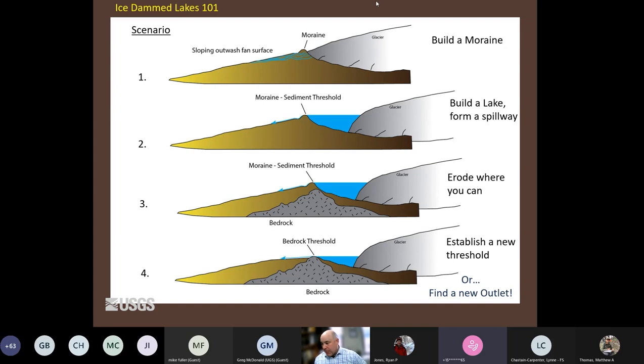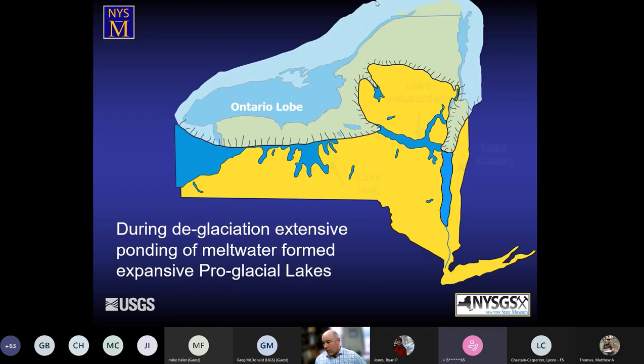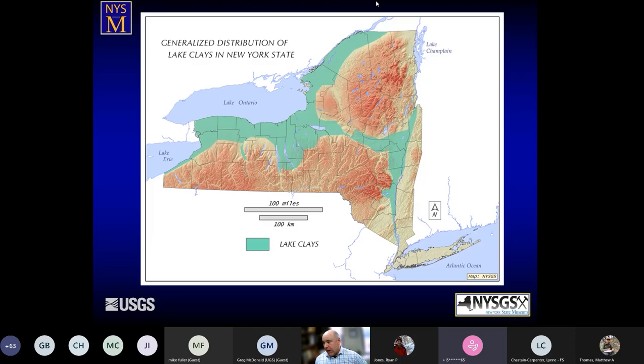But we have the ability to put a lot of fine-grained sediment high on the landscape as a result of this, and that's important overall. So again, here's this overall footage of deglaciation with these proglacial lakes, and the net result is that we have lots of lake clays spread out across New York State. And this is a very generalized map.